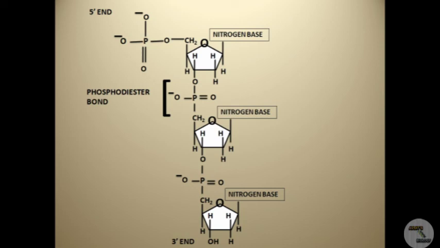The picture in front of you shows the polynucleotide chain of a DNA molecule, or it represents a single strand of a DNA molecule. In the case of RNA, these hydrogen groups are replaced by OH groups or hydroxyl groups. So the polynucleotide chain of an RNA molecule, or a single strand of an RNA molecule, will be like this. So in this video I have discussed everything about nucleic acids and the components of nucleic acids.